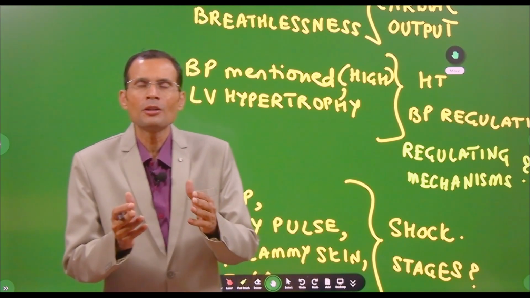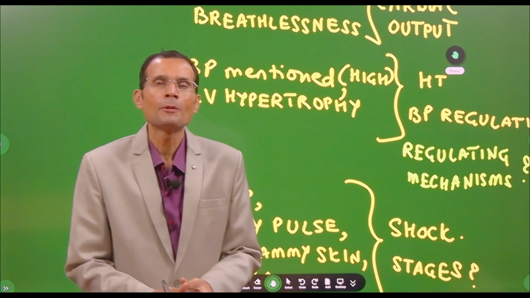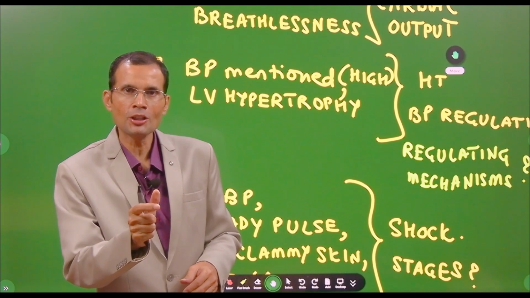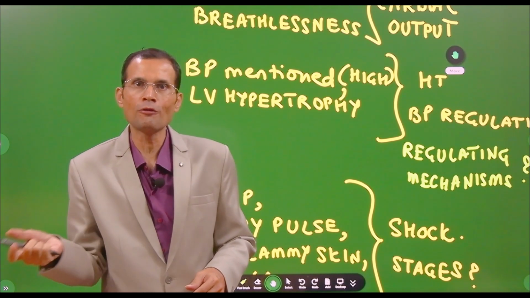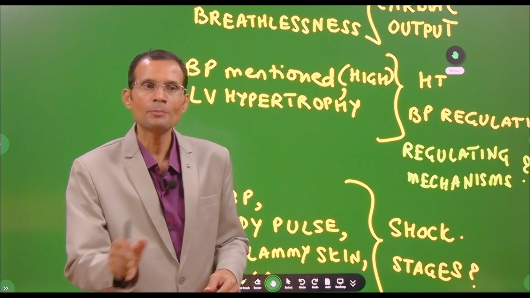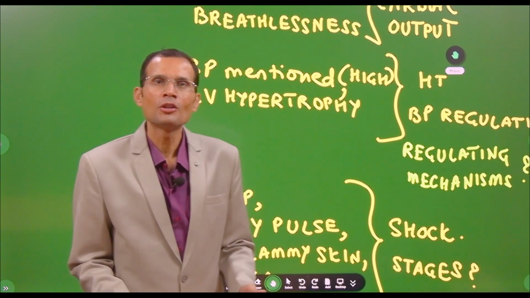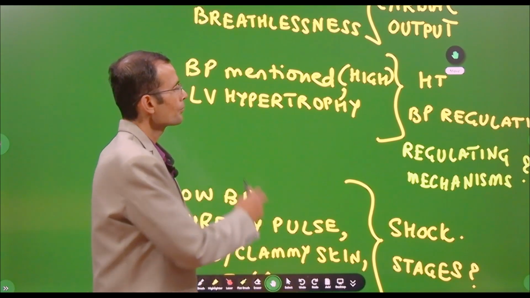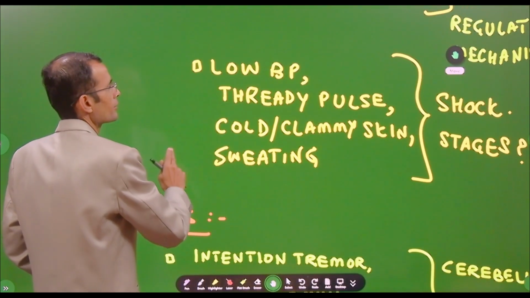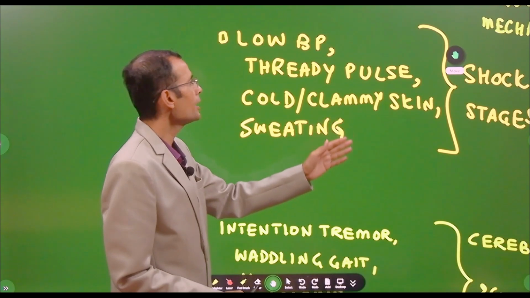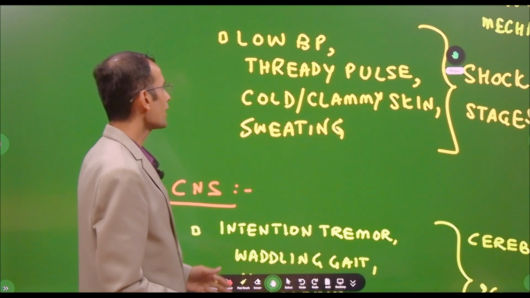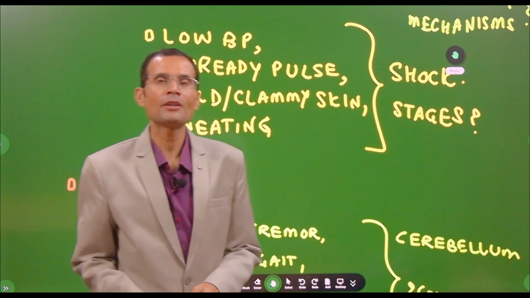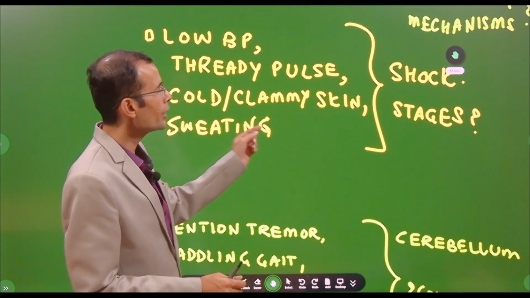Look, it is so simple that they will just say in those questions, describe the short-term and long-term mechanisms of this particular thing. So you know, where have you read in CVS short-term and long-term? Blood pressure regulation. Look for such phrases. Low blood pressure, thready pulse, cold and clammy skin, and sweating. This is definitely a typical case of circulatory shock.